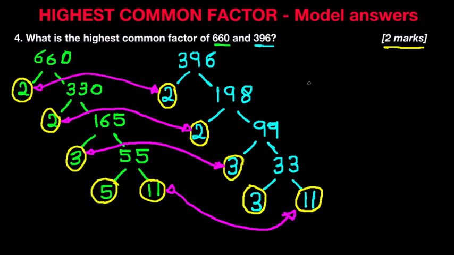So therefore the highest common factor of these two numbers is all the numbers we've circled. So it's 2, don't forget we only count them once, 2 times 2, that's the first one, that's the second one, times, let's have a look at the third one, is this one here, which is a 3, times 11.